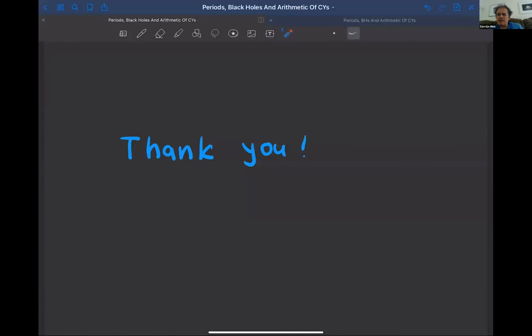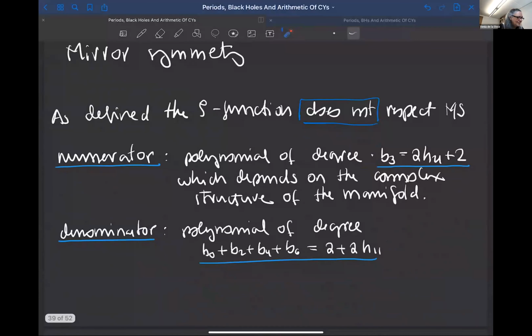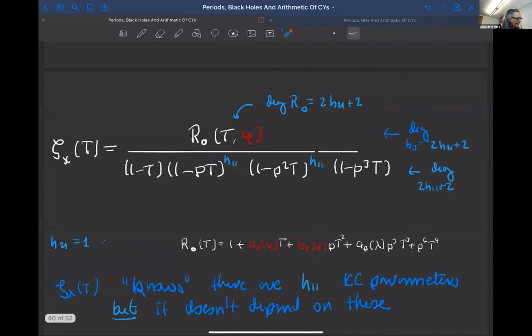I had a quick question, Xenia. I kind of missed what's the arithmetic meaning of mirror symmetry? I actually took out the slides about mirror symmetry because the talk would have been too long. So I think I'll show you something. Let's do the one parameter case.